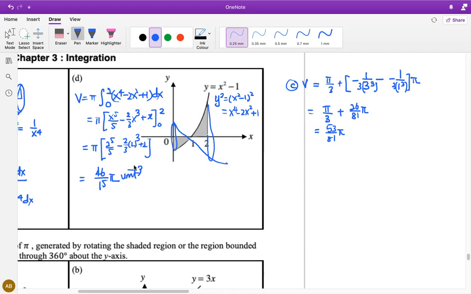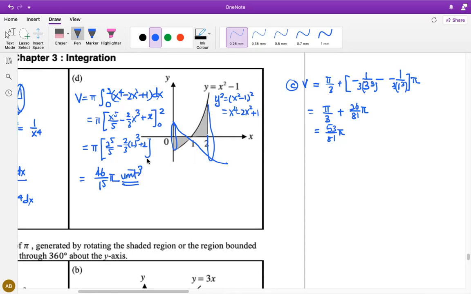Okay, you need cubed. For A, B, C, I didn't write the unit, but if you want to write the unit, you must write it properly: unit cube. If you write unit square, your marks will be deducted. Okay, so just to remind, write the unit properly to avoid mistakes, right?